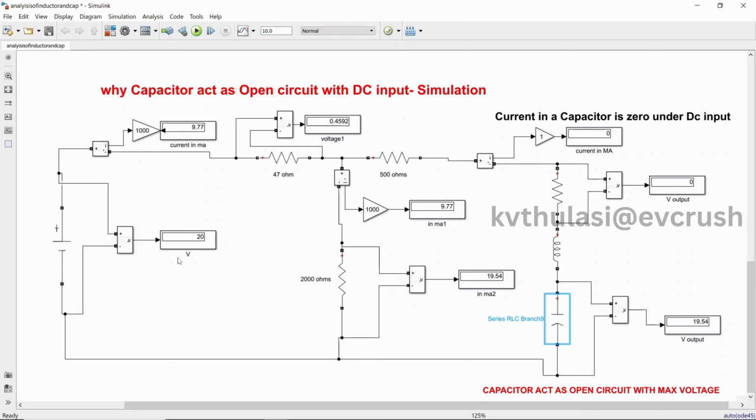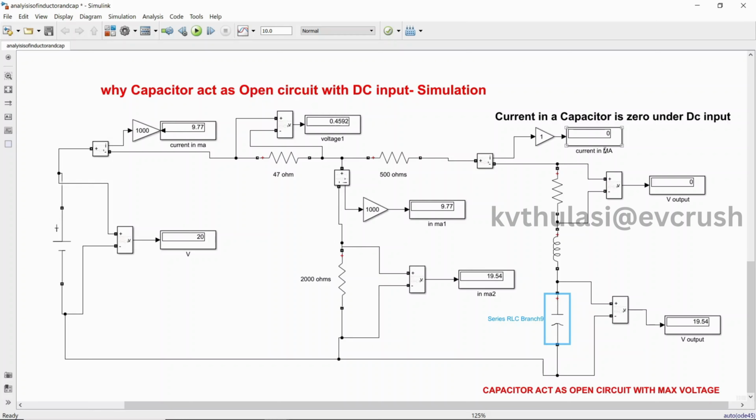Now I am giving the voltage. Now let's run the simulation. Here you can see the beauty. The voltage I applied is 20 volts. How much current is entering the circuit? 9.77 milliamperes is entering, and this 9.77 milliamperes will flow only in this branch. So 9.77 is entering, and the current which flows in this branch is 9.77 milliamperes.